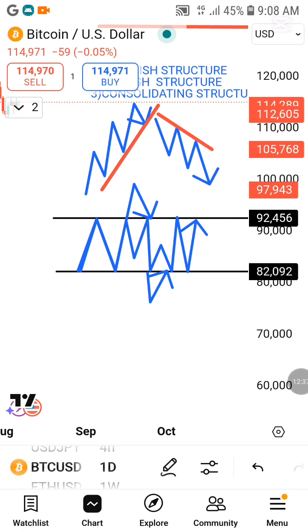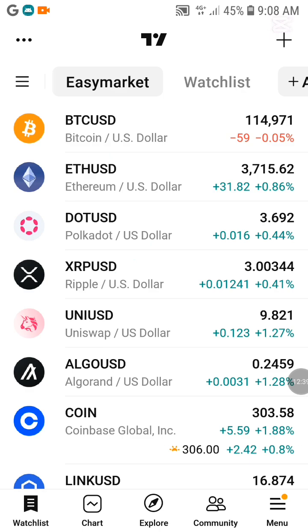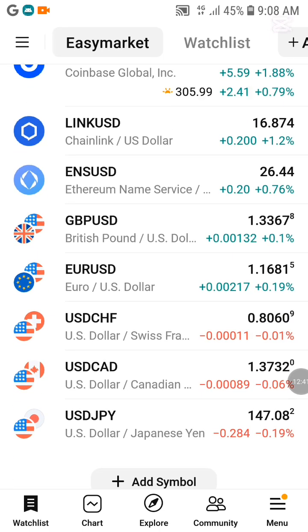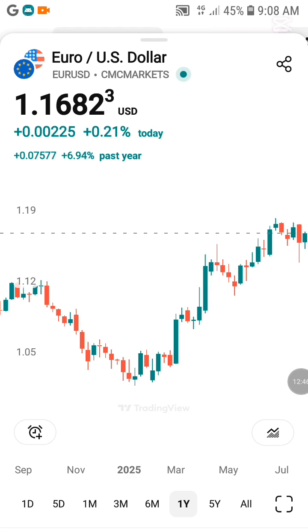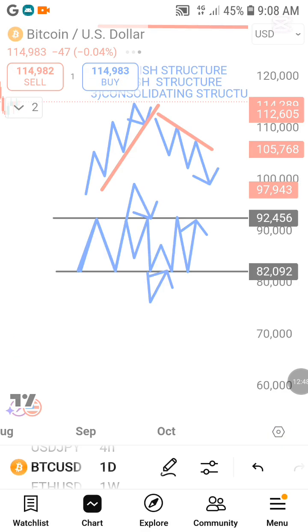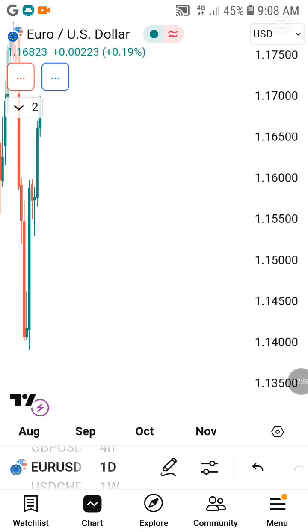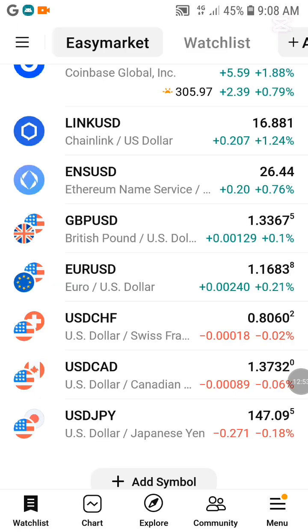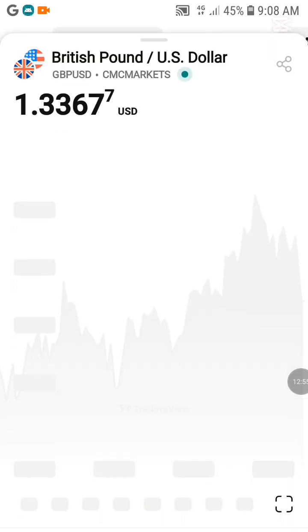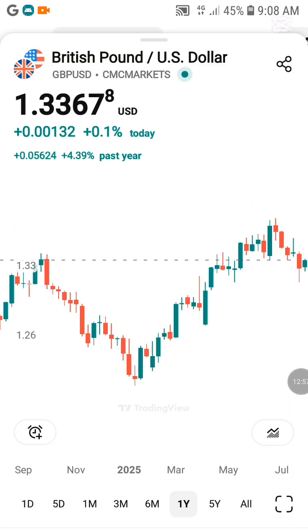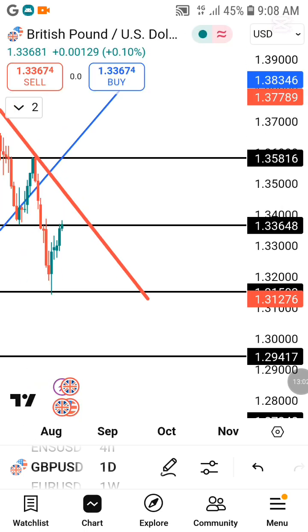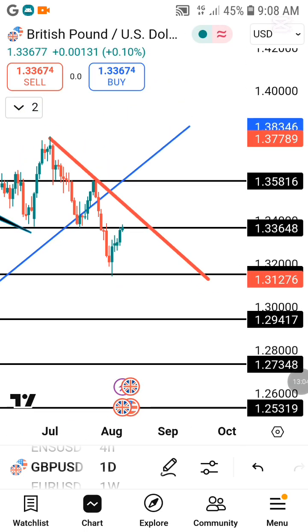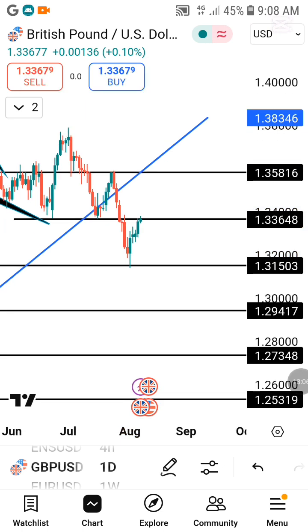So let me take you to one market. Let me use British pound as an example. Yeah, I think it should show exactly what I'm talking about. Yes. Can you see? Now, this is British pound. I want to use this British pound as an example. Can you see this market?